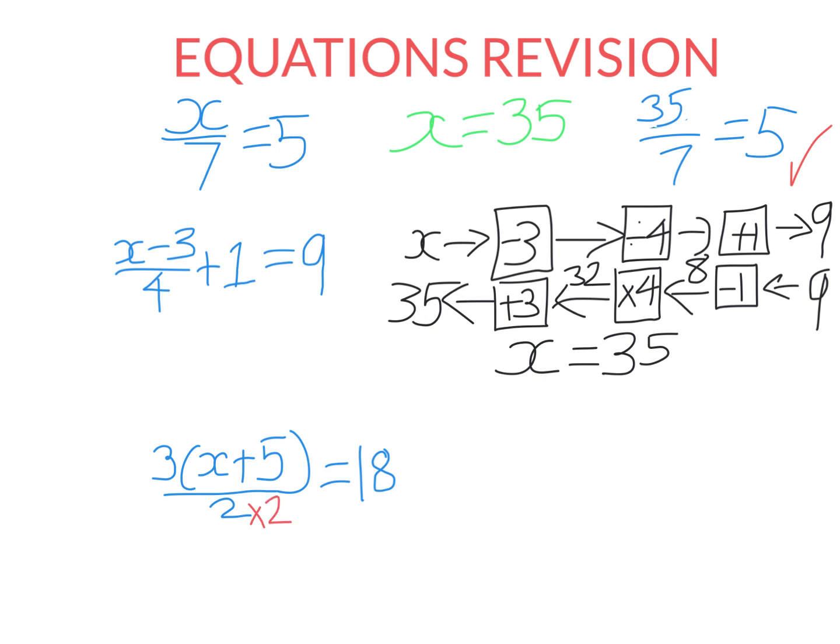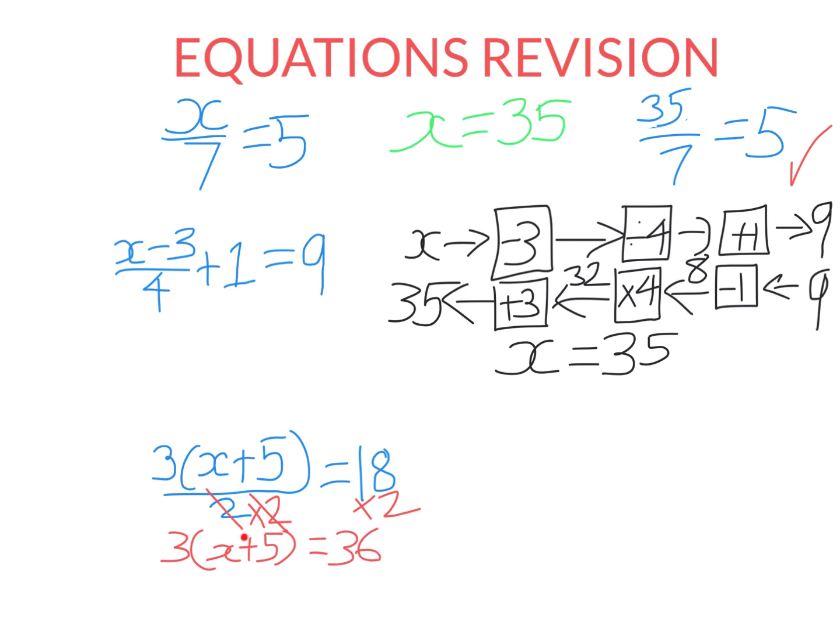I undo dividing by 2 by timesing by 2. They undo each other. If you divide a number by 2, then times your answer by 2, you're back where you started. So because I times this side of the equation by 2, I must multiply the other side of the equation by 2. And so I'm left with 3 lots of x plus 5 is equal to 18 times 2, which is 36.